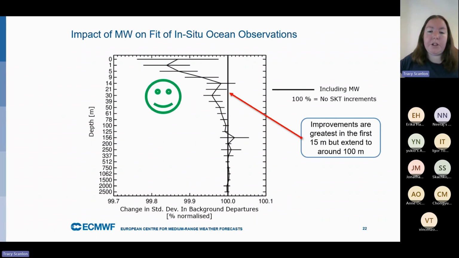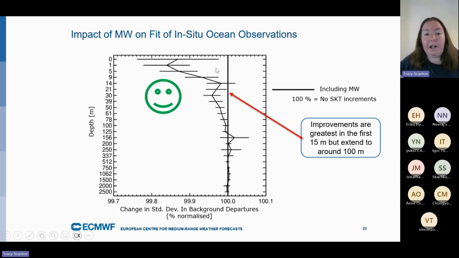So this is the plot I'll show demonstrating the impact of these skin temperature increments in the coupled system. So for those of you not familiar with how ECMWF demonstrates improvements, basically, we look at the change in the standard deviation of the background departures. So for any observation system, be it a satellite system or here the in situ ocean observations from Argo floats, if we reduce the standard deviation in the background departures, we then say that we've seen an improvement. It's essentially saying that the fit of the observations to the model is better.